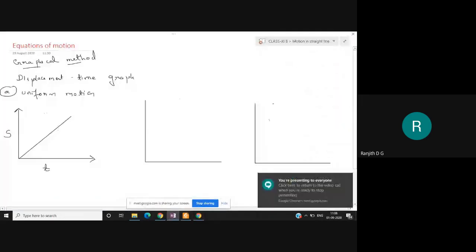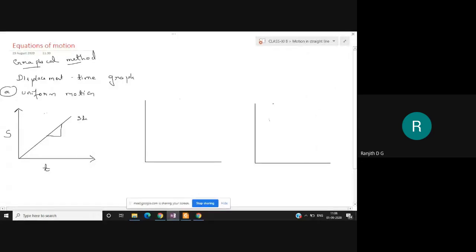And if you take the slope of this graph, what will you get? Tan theta. What is tan theta called? Acceleration? That is the reason I am taking these topics. What is tan theta here? This is theta. This perpendicular line is what? Displacement. Tan theta is equal to opposite by adjacent, right?